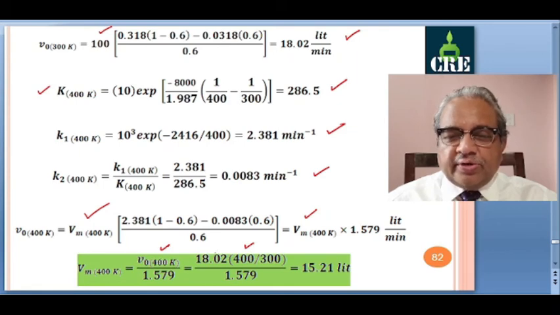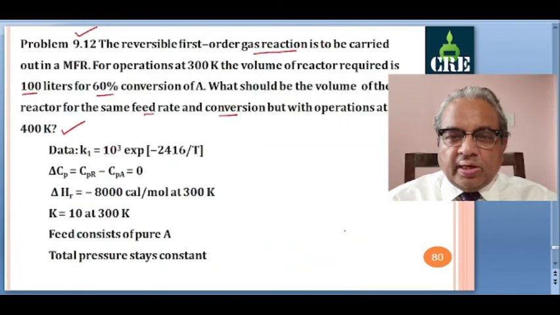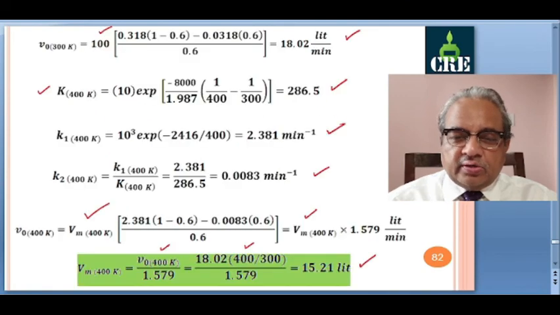This is at 300. So we have to multiply by 400 and divide by 300. Universal gas law, PV is equal to nRT, that applies because the reaction is gas phase. So this value finally comes out to be 15.21 liters. So volume at 400 is 15.21 liters. So what should be the volume of the reactor for the same feed rate and same conversion but at 400? So this we have found out.